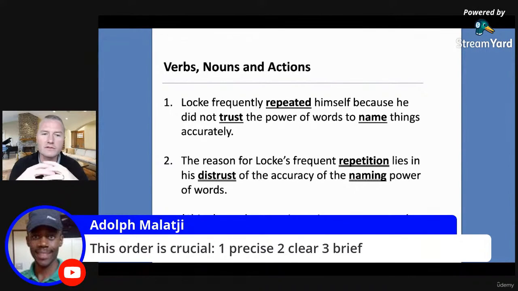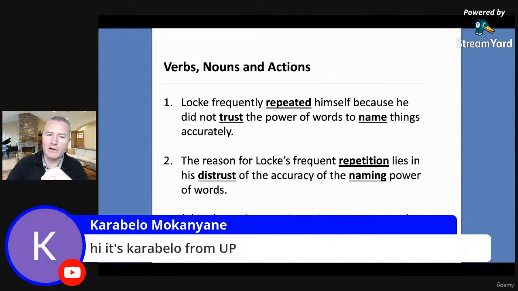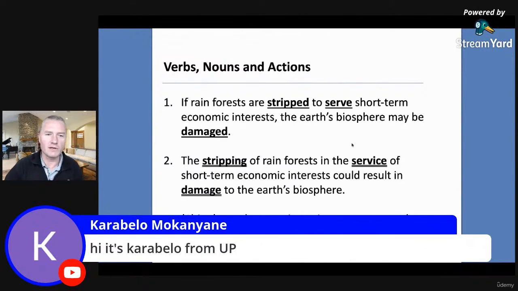And then Adolf says this order is crucial: precise, clear, and brief. Yeah, be brief, be clear, be gone. And talk about that in the course quite a little bit. So you'll enjoy the course, Adolf, because there's a little bit of that in there as well. Okay, Carabello from University of Pretoria, fantastic to have you on board. Hope this is being useful for everybody.